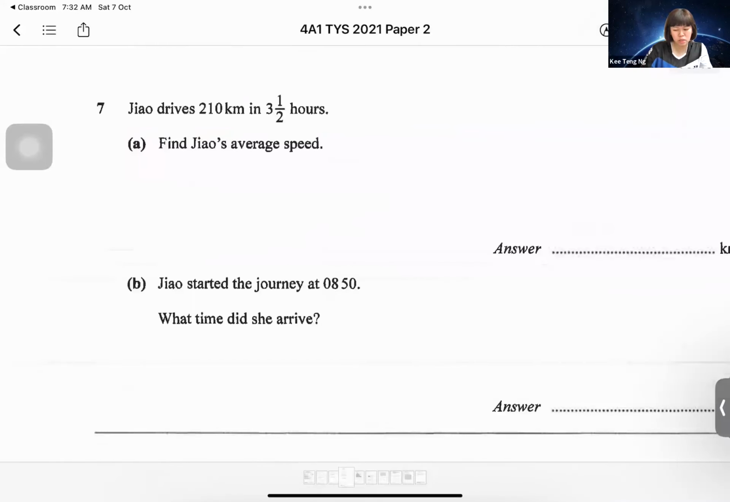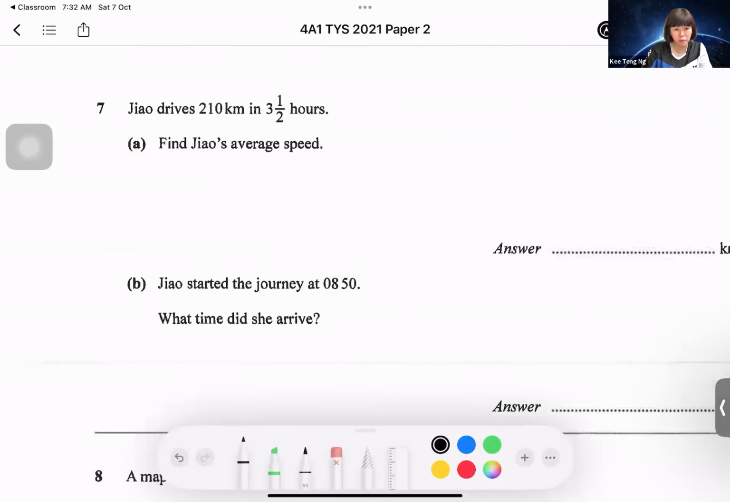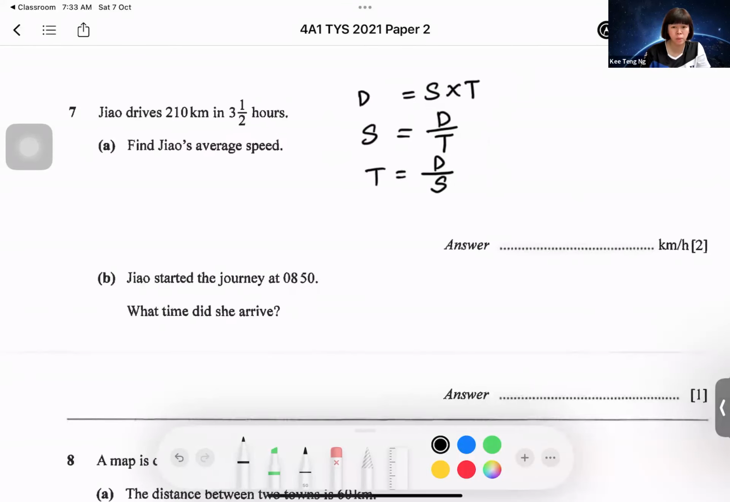Next question, this one is distance, speed and time. So distance equals speed times time. Okay, in case some of you cannot remember, distance equals speed times time. Speed equals distance divided by time. Time equals distance divided by speed. Okay, and for all this, make sure you check that the units are the correct type of units.